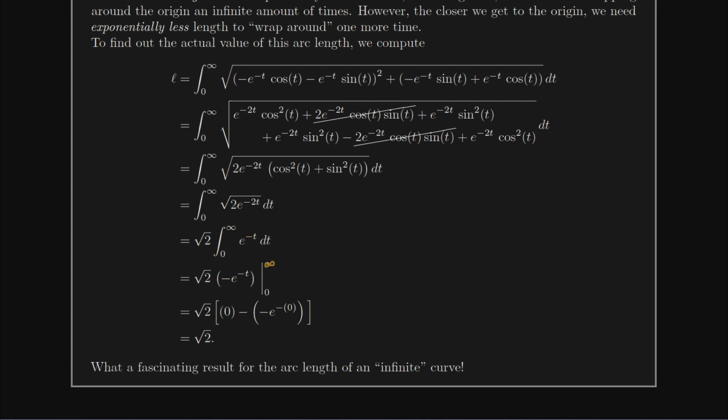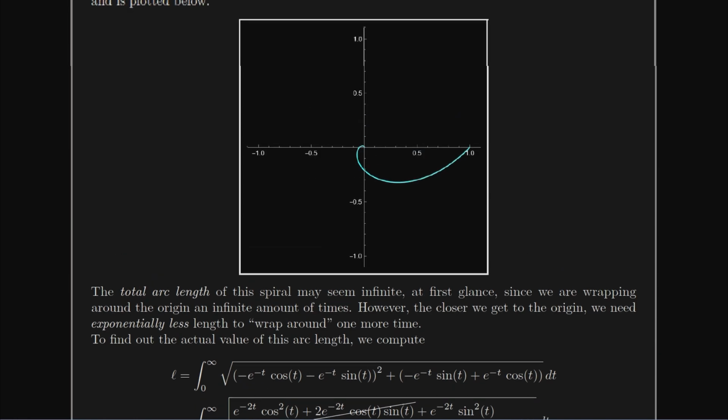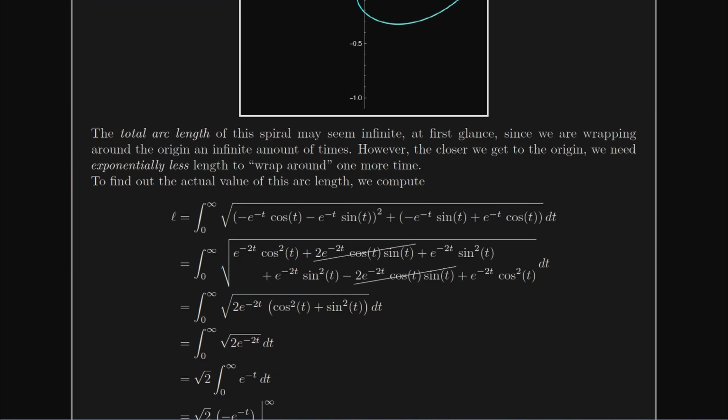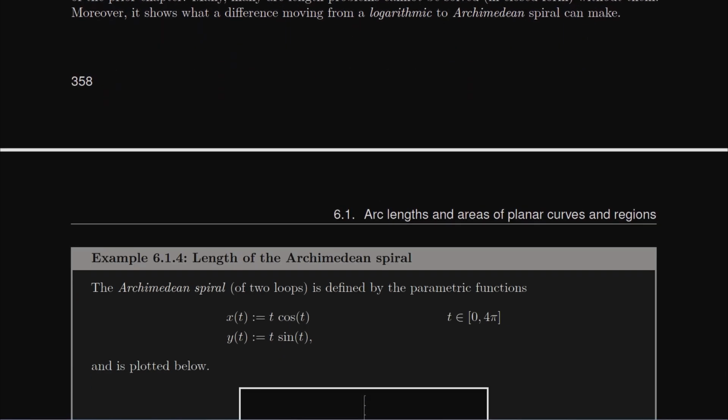If I plug in infinity, of course, or take the limit at infinity, that's exponential decay. I'm going to decay to 0. If I plug in 0, e to the negative 0 is just going to be 1. So I have minus negative 1, also known as positive 1. Turns out that this total arc length is square root 2. So even though it's a quote-unquote infinitely long curve, because it gets so close to the origin, that curvature gets infinitely quick near the origin, I only need a finite amount of arc length. Somewhat surprising, but also very cool.